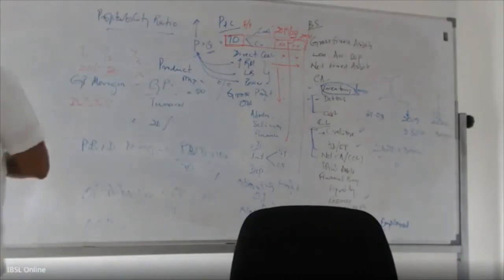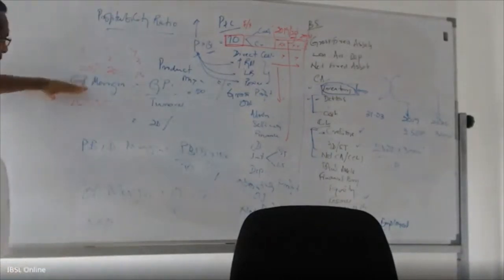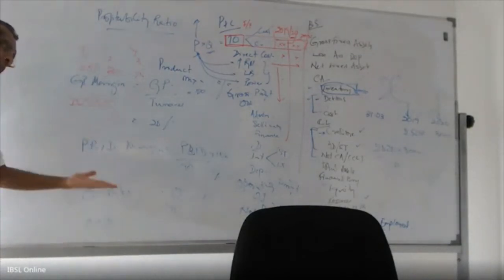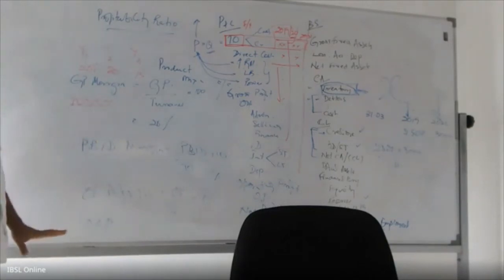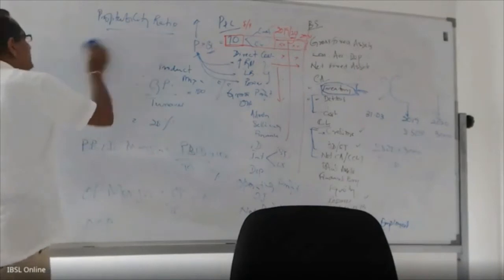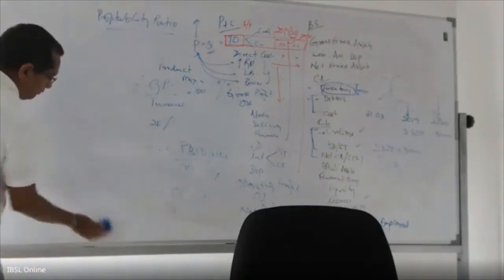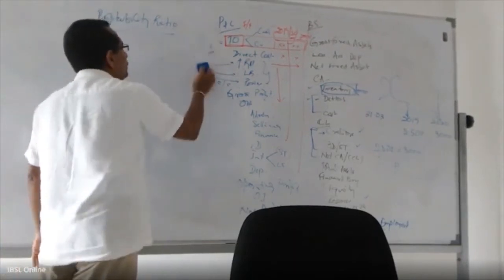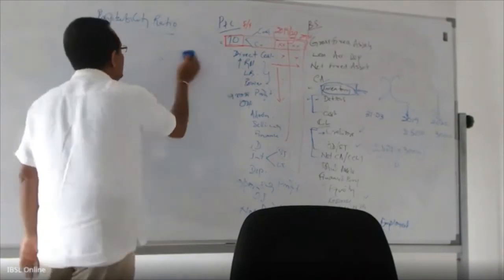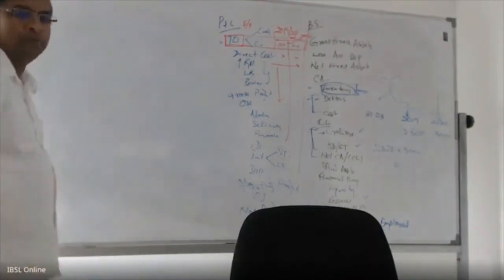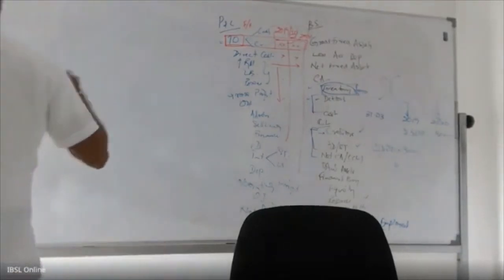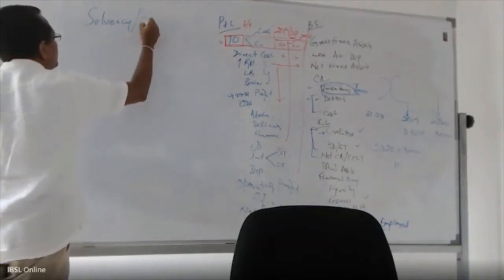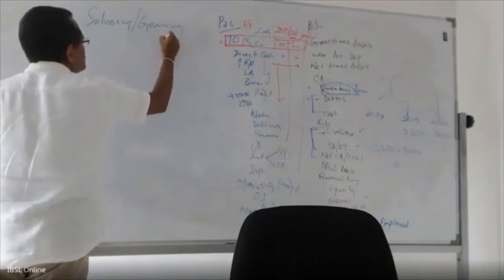Right. So these are the gross profit margins. GP margin, PBID margin, operating profit margin, and net profit. This can be before tax, after tax, anything. Right? These are the profitability ratios. Then we will go to solvency test or solvency or gearing ratios.